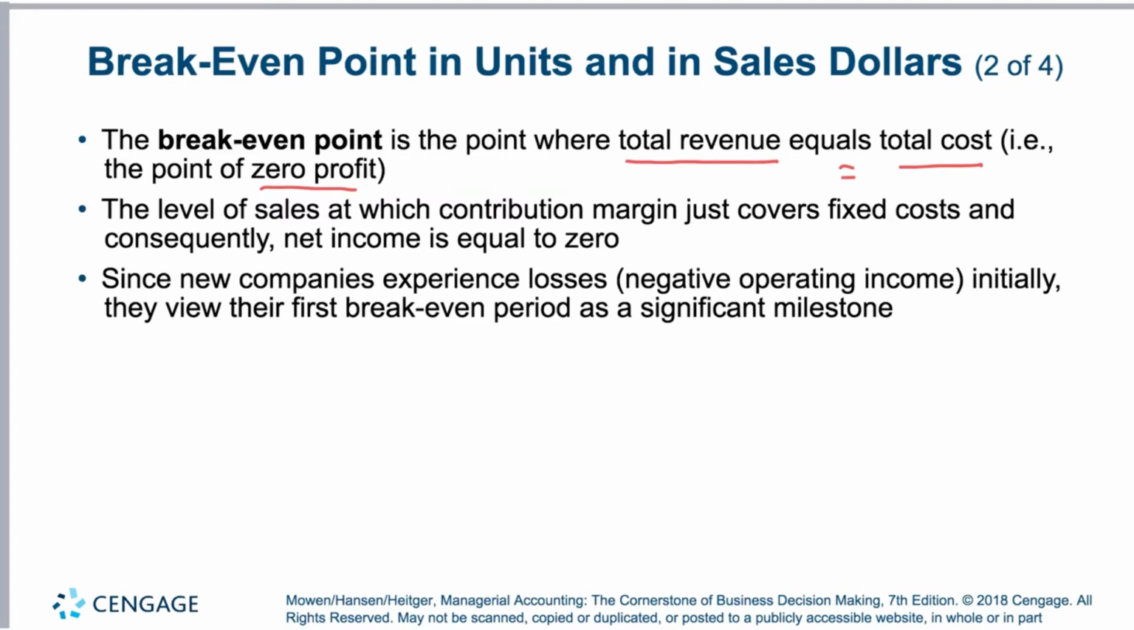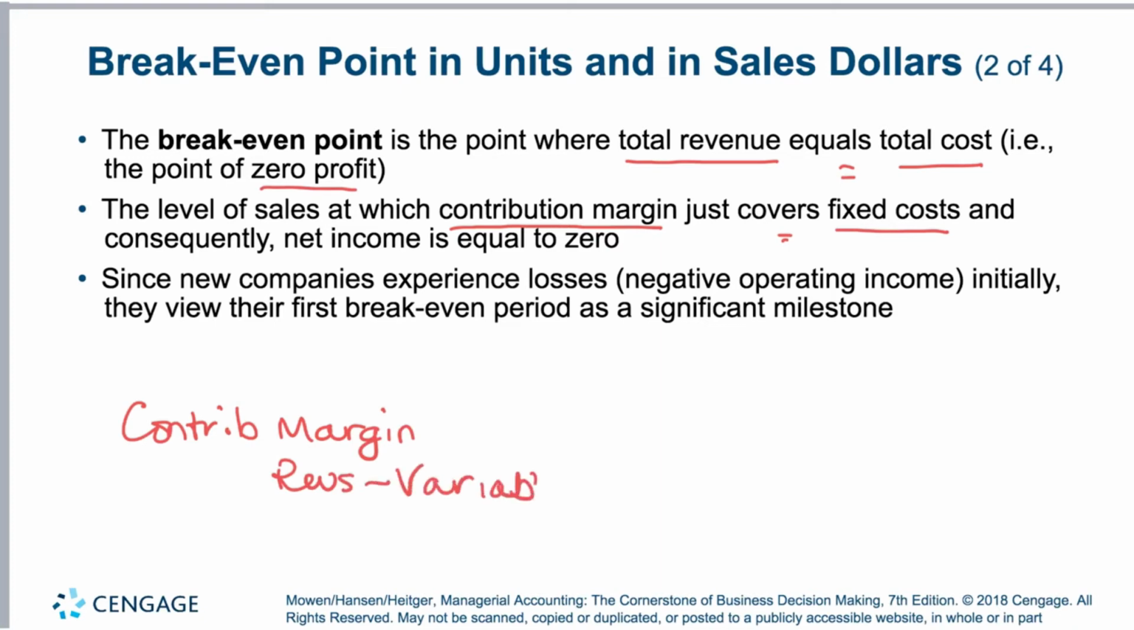So total revenue equals total costs, or the point at which the contribution margin is equal to the fixed costs. Remember, contribution margin is revenues minus variable costs. So when your revenues minus your variable costs equal your fixed costs, then net income, which is profit, equals 0.